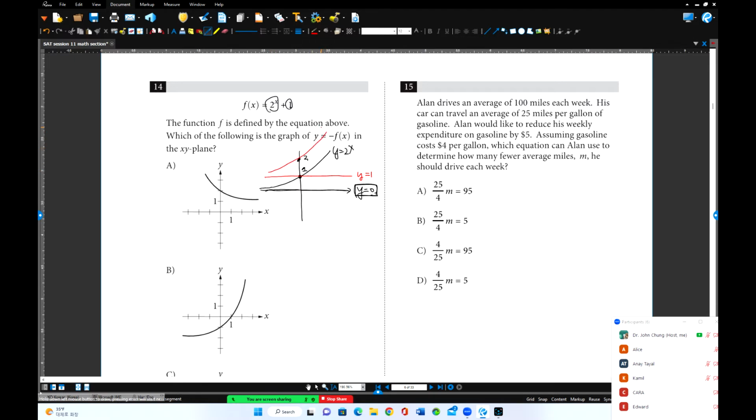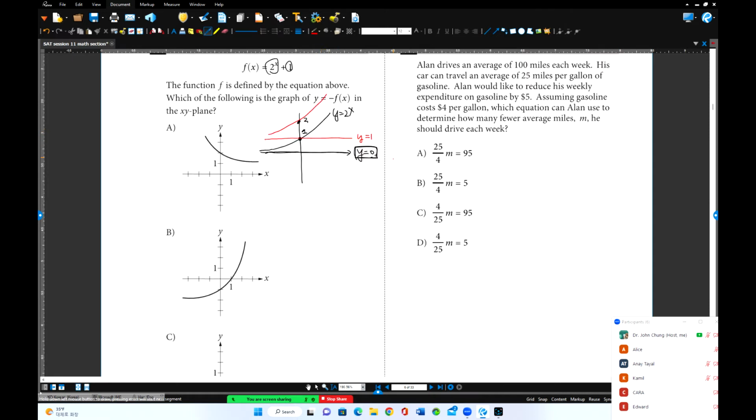The next one is negative f of x. Negative f of x is a reflection over the x-axis. Are you okay with this? Negative means reflection over the x-axis. This is 2, and it goes down over here to negative 2. Are you okay with this? So this is a positive 1, and negative 1 over here. The line y equals negative 1 is now the reflection.